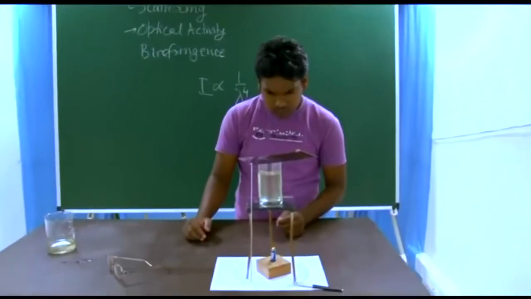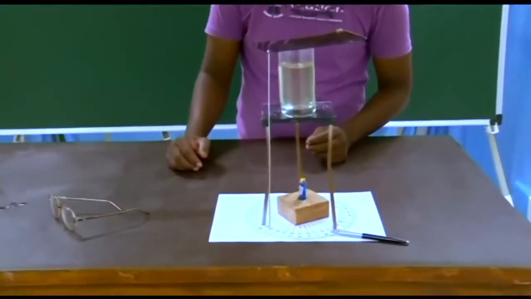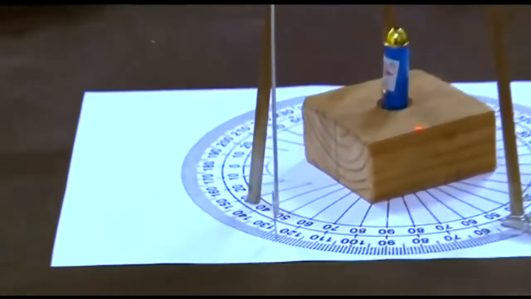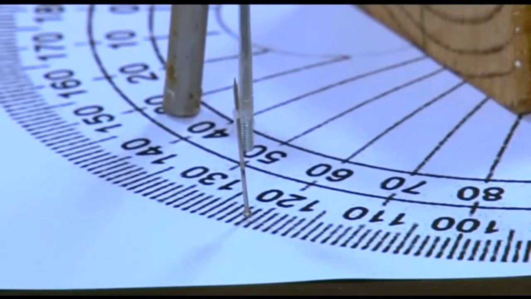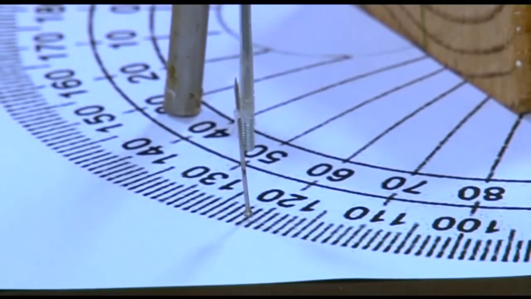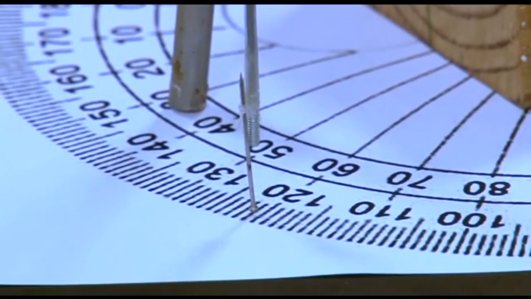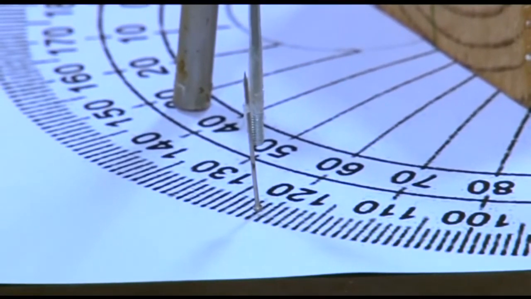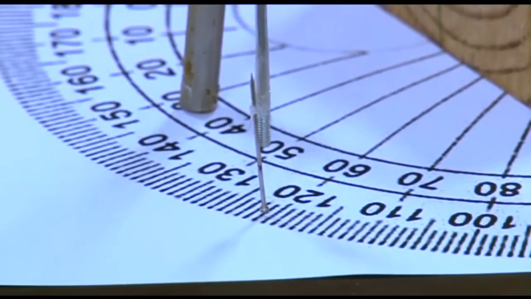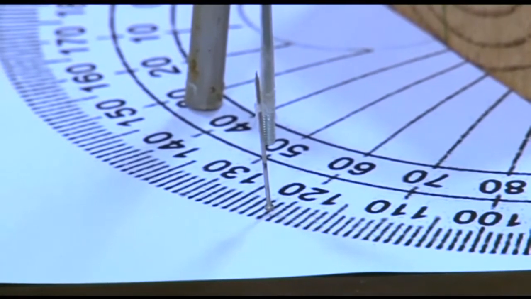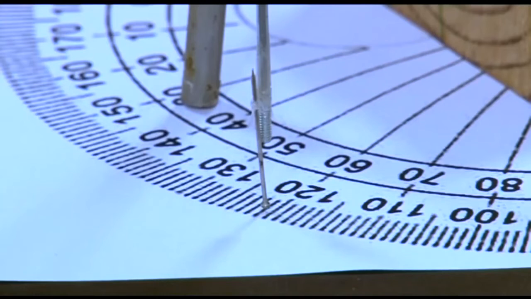So let us see what our pointer says. It was 107 and now it is 121. So the electric field vector has rotated by about 14 degrees when it goes through this length of sugar solution of this particular concentration that we have made. This is optical activity. The rotation depends on the length of the solution and also on the concentration of the solution.